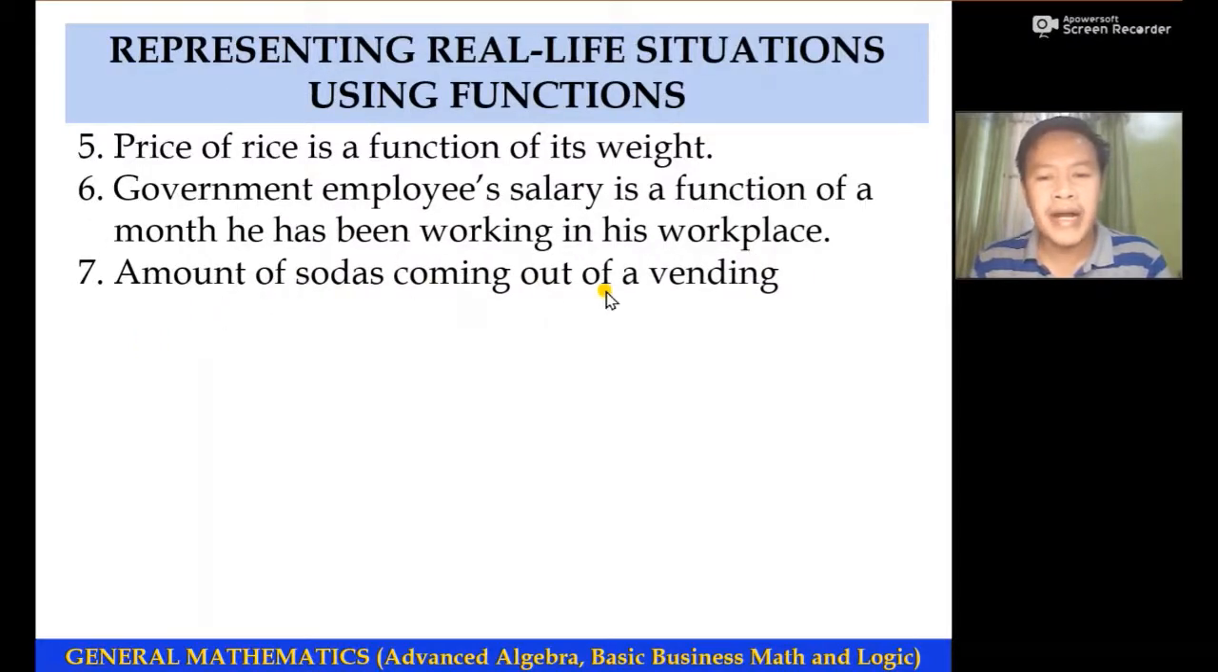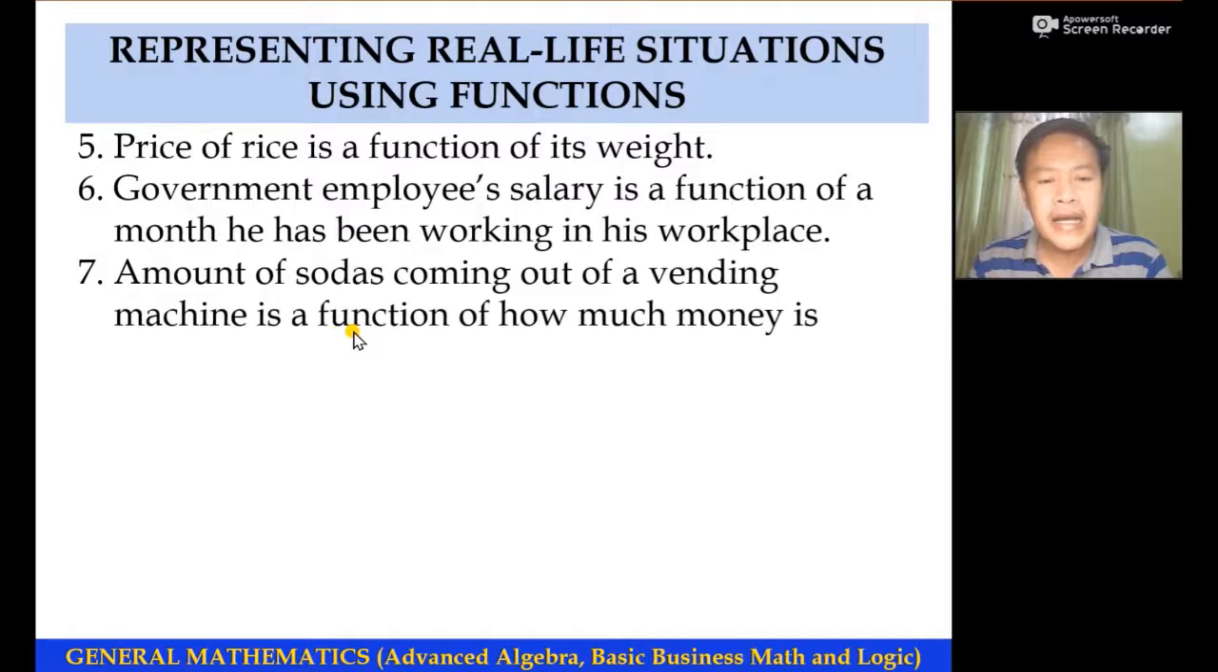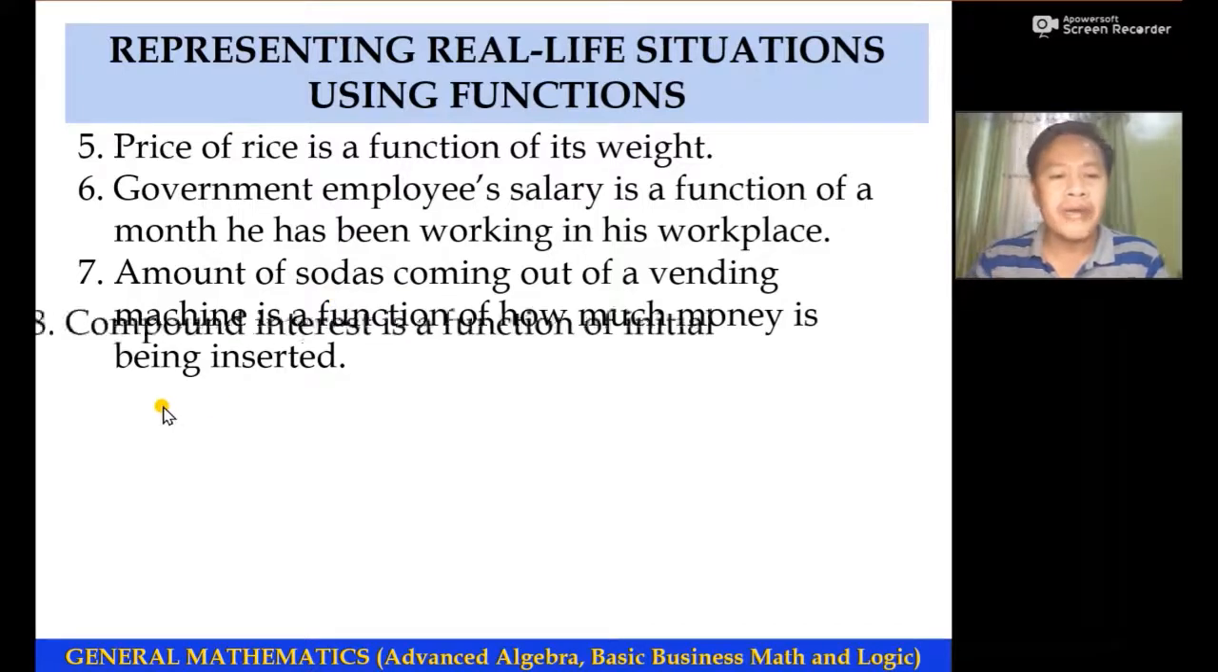Okay, number 7. The amount of sodas coming out of a vending machine is a function of how much money is being inserted. Because if you're going to insert 10 pesos, the amount of sodas coming out is less than the amount of soda coming out if you're going to insert 20 pesos or higher. Therefore, the amount being inserted is our independent variable and the amount of sodas coming out of a vending machine is our dependent variable.